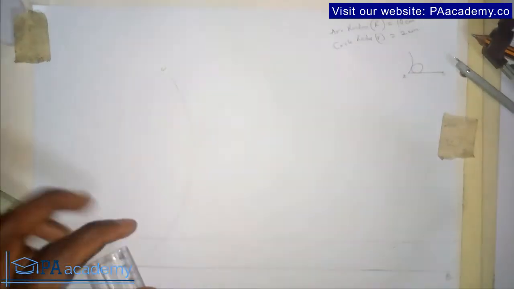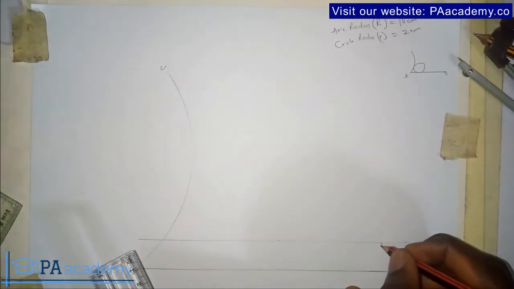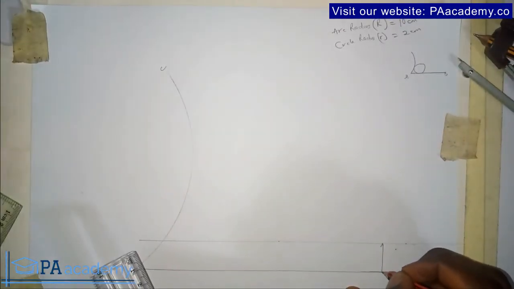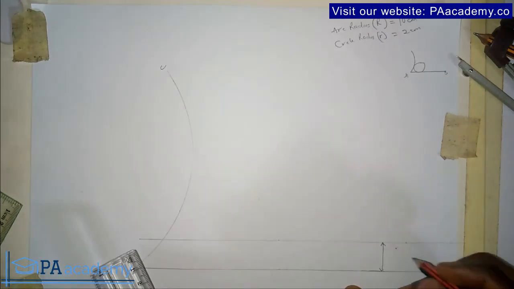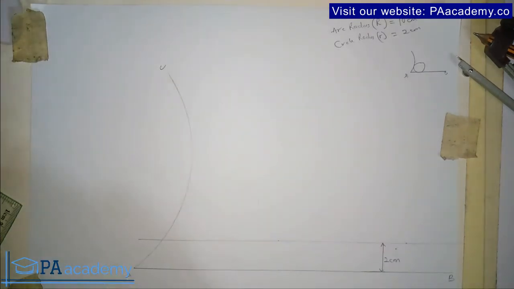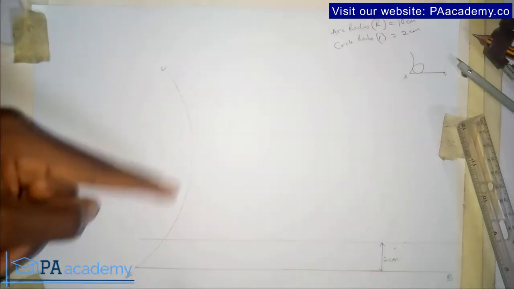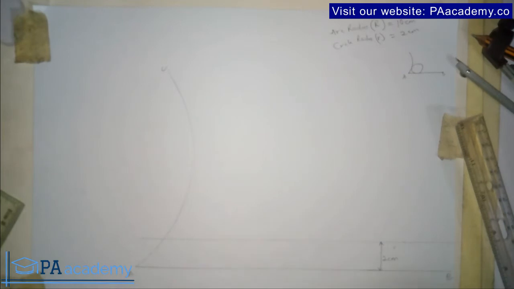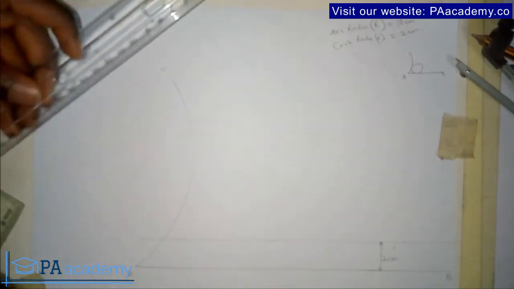So that means the distance from here to here is 2 centimeter. That 2 centimeter, don't forget, is the radius of the circle that we are going to be drawing here. So also we are going to be drawing an arc. And this time around, the arc that we are going to be drawing, let me also note this.